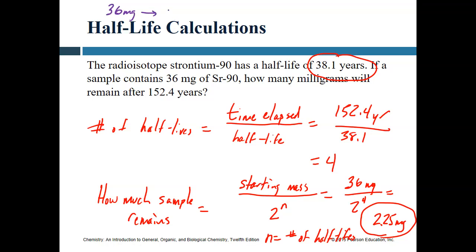Okay, half of 36 is 18. Half of 18 is 9. Half of 9 is 4.5. Half of 4.5 is 2.25. I can count it. 1 half-life, 2, 3, 4. So I can literally just cut the sample in half that many times as well. And honestly, it doesn't bother me going either way.